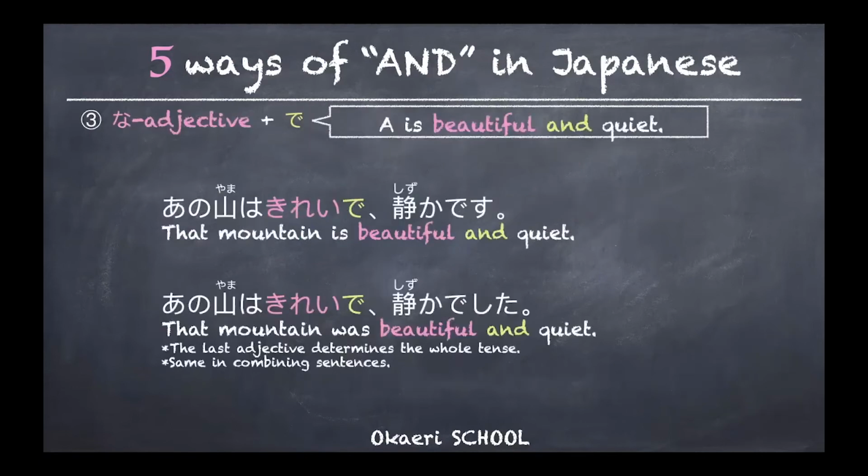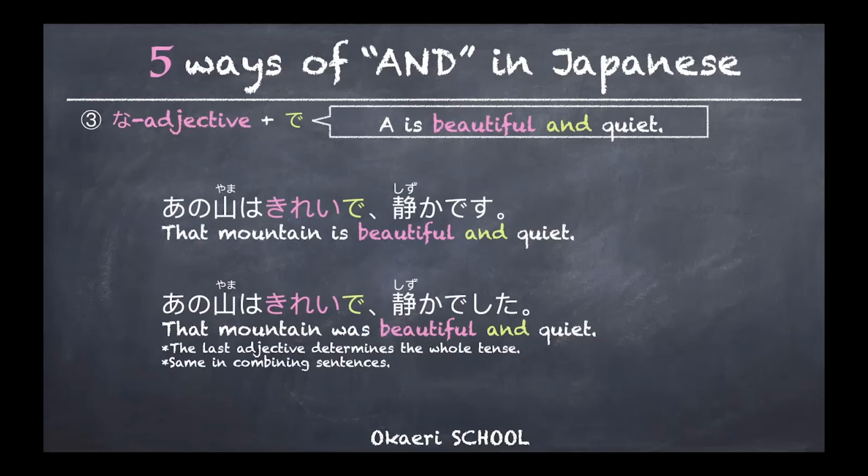Number three. So na-adjective. It's basically the same as noun. So you just put de after na-adjective, after you remove na part from the original dictionary form of na-adjectives. For example, きれいな, beautiful or clean. きれいな is a na-adjective. You first remove na and you replace it with de. And then you combine two different adjectives, two different sentences, nouns and adjectives. And you could say this. For example, that mountain is beautiful and quiet.